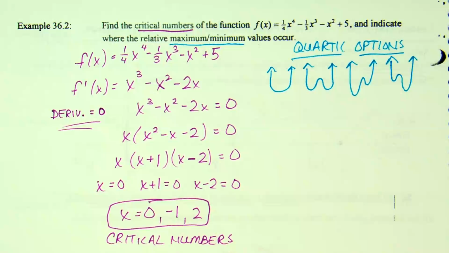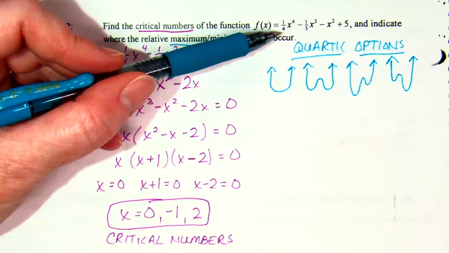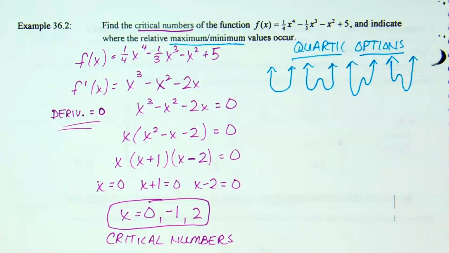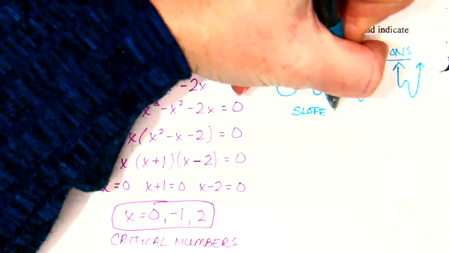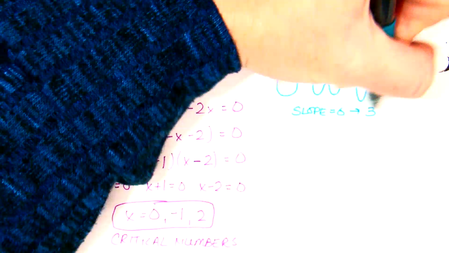And I guess why did I draw both ends going up? Because it's a positive x to the 4th term, right? So those are your quartic options. Now, we know we have 3 critical numbers, right? So that means our slope has to equal 0 3 times.